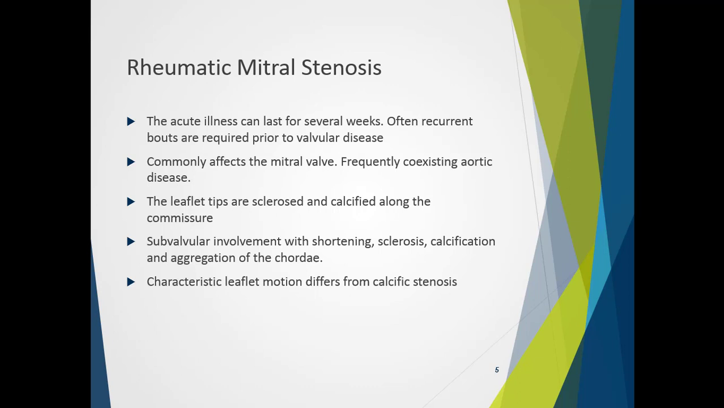Subvalvular involvement is seen with shortening, sclerosis and calcification, plus aggregation of the chordae. The normal thin fishing line appearance of the chordae looks more like ropes.